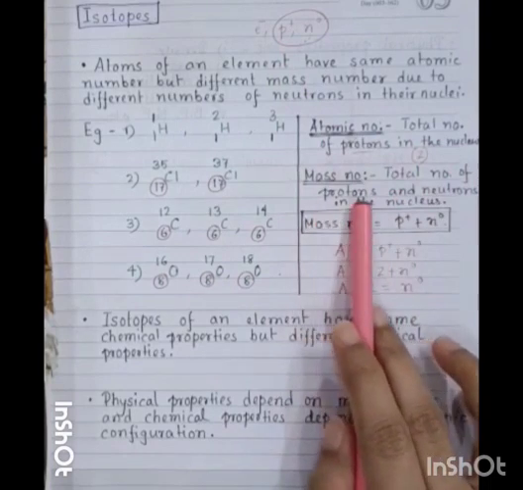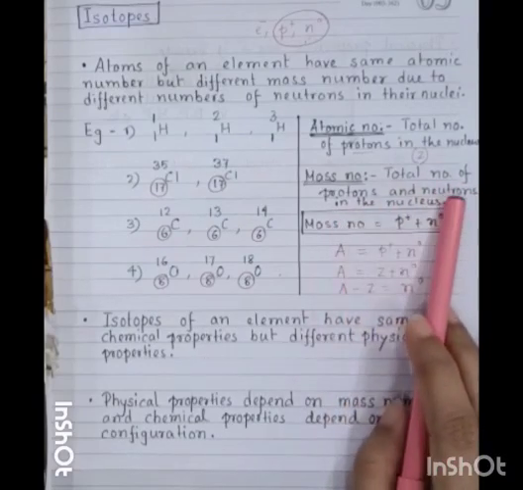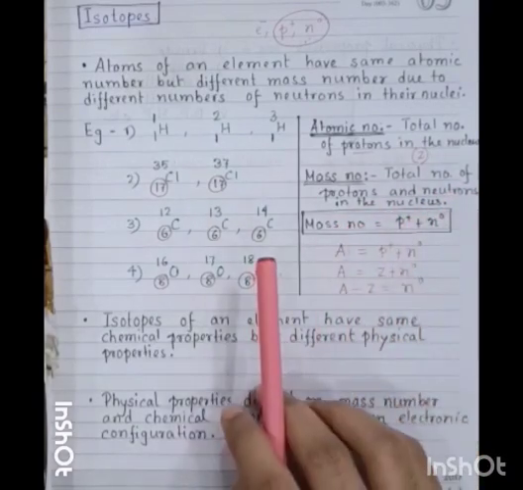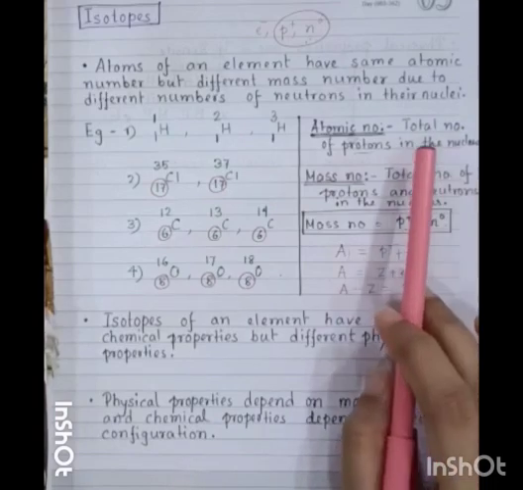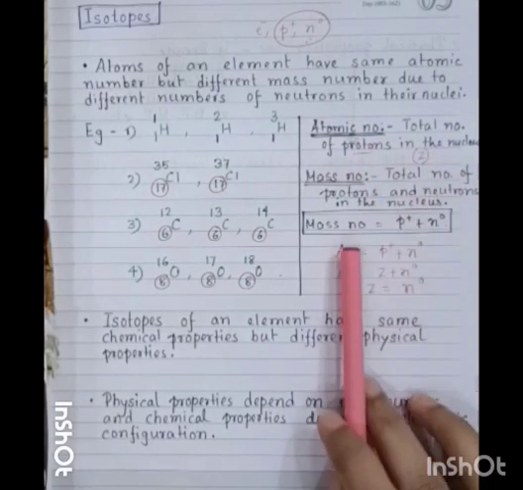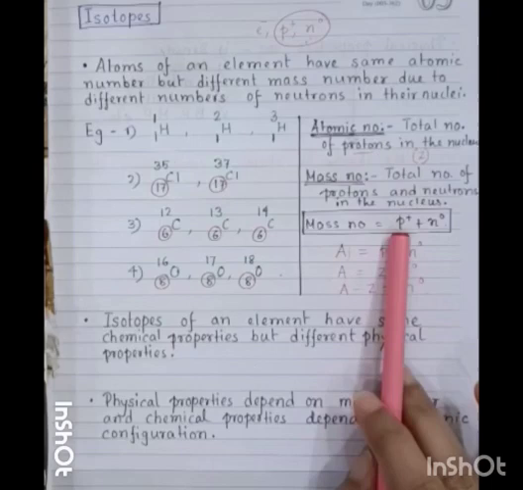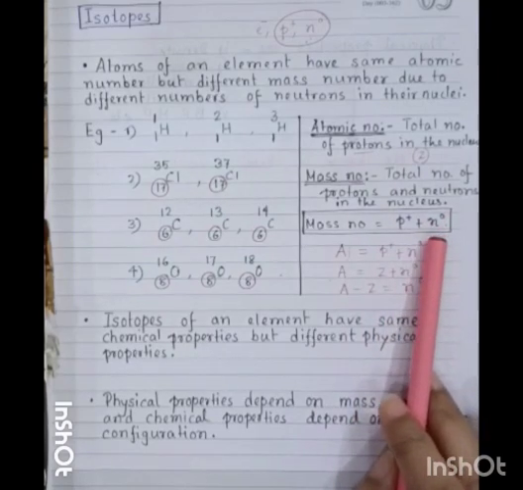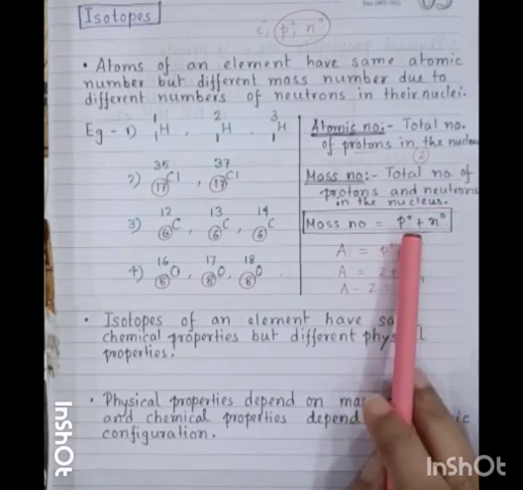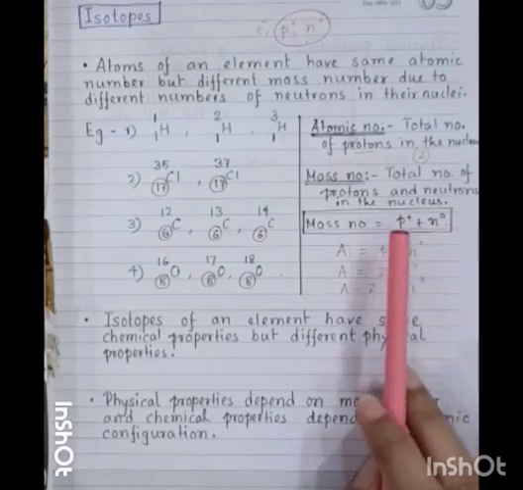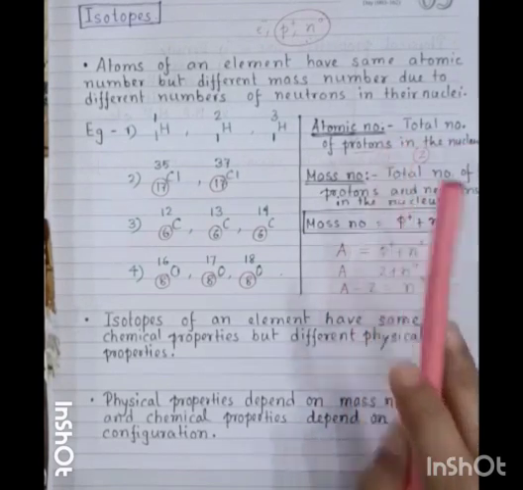So that's why the mass number definition is like this, written over here. You can see, total number of protons and neutrons present in the nucleus of an atom of an element, whereas only the total number of protons present in the nucleus of an atom is called atomic number. So mass number is equal to protons plus neutrons. Why? Because these two particles together contribute to the mass of the atom because they have mass. Both of them have mass. So that's why their total number together is called mass number, whereas only the total number of protons present in the nucleus is called the atomic number.